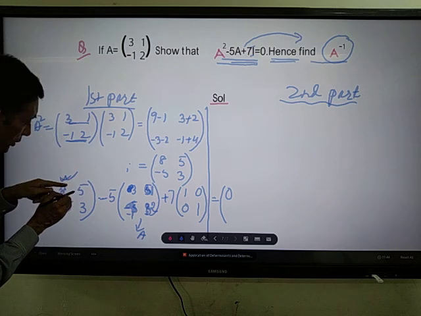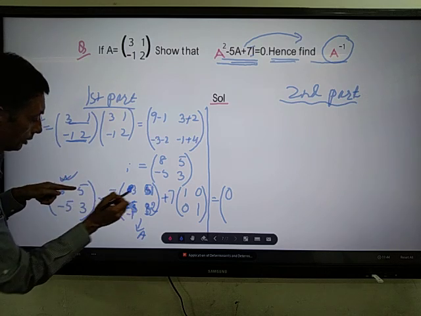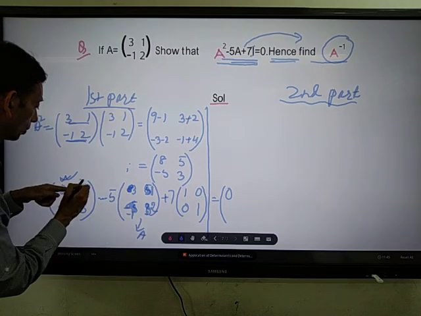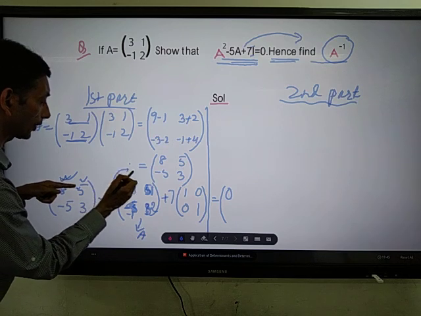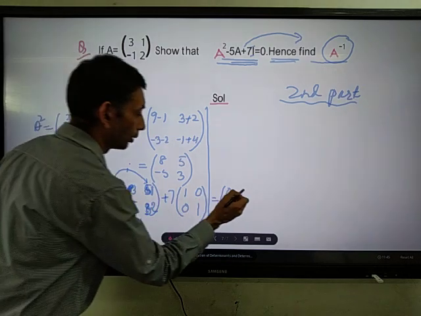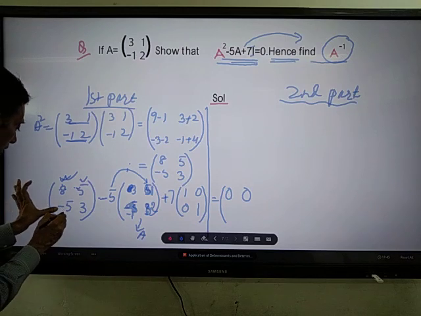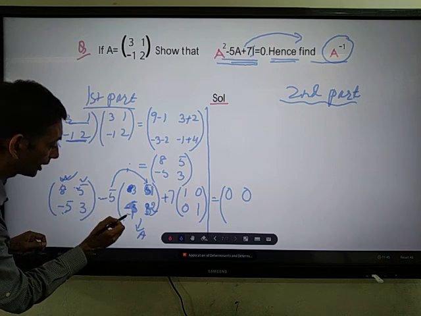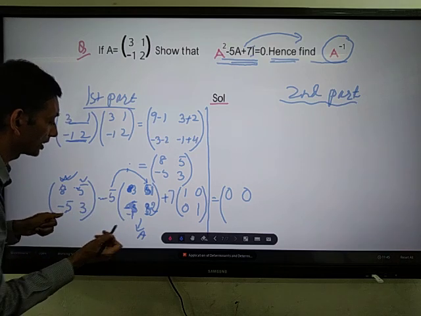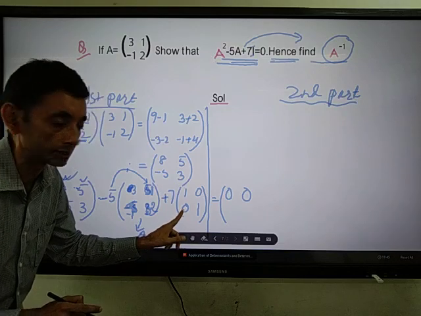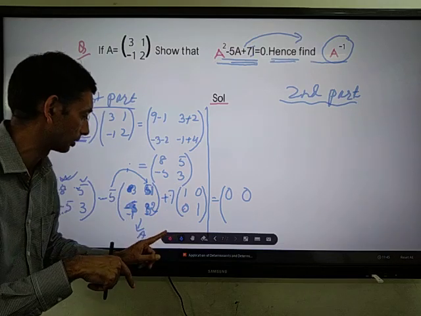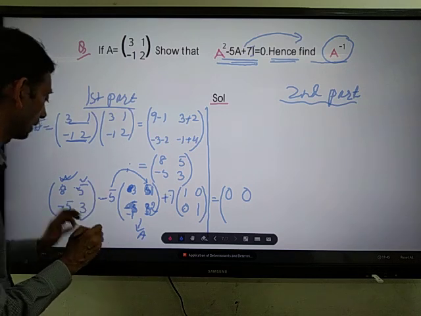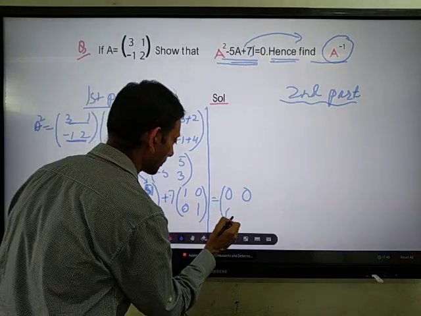Now go for the second element, the 1 2 position element. Here is 5, and here minus 5 into 1, that is minus 5. 5 minus 5, obviously it will be 0. Similarly, for the 2 1 position element, this is minus 5 and minus 5 into minus 1 is plus 5. You don't need to calculate the 0 into 7, it is already 0. Minus 5 plus 5 will be 0.